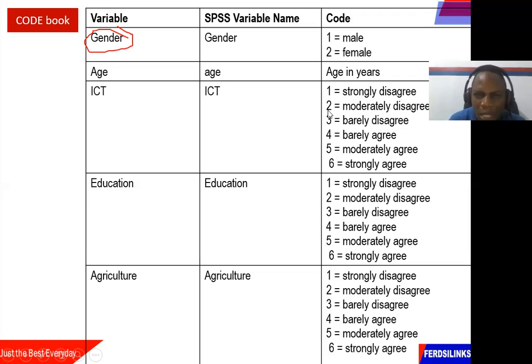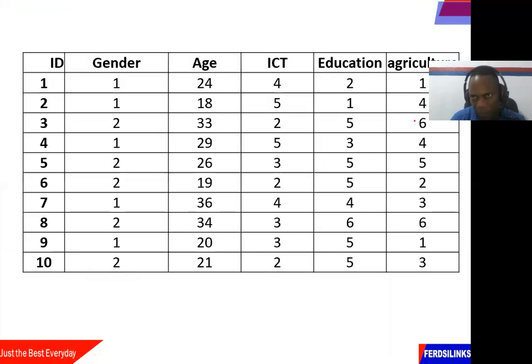For those who say strongly disagree, we give them the value 1. Moderately agree, we give them the value 2. And right up to strongly agree, which is 6. So we have assigned, these are what we call codes. And so these codes help us to input our data in SPSS.